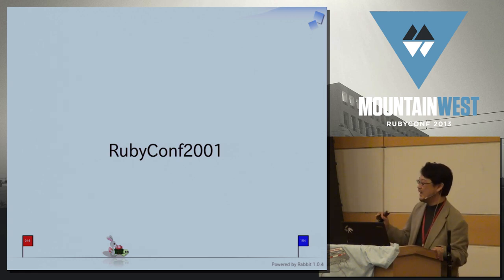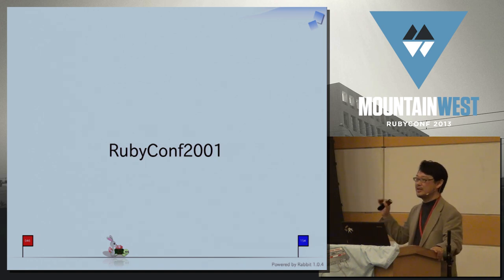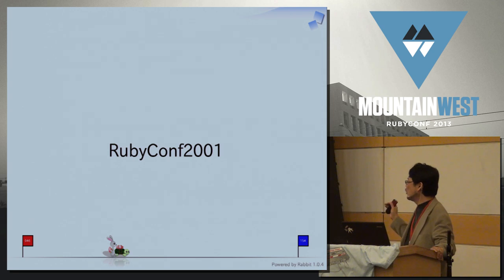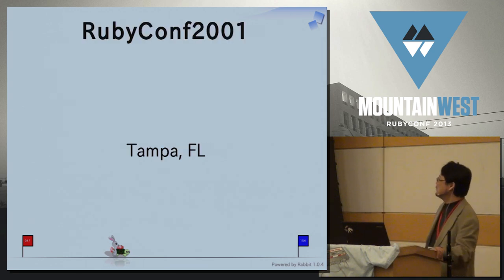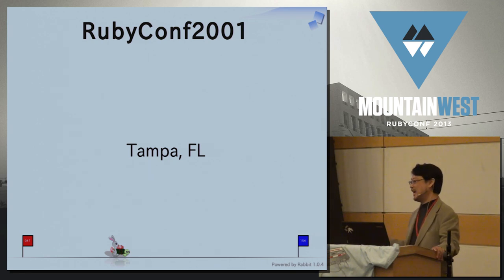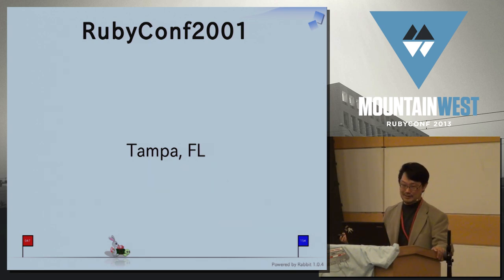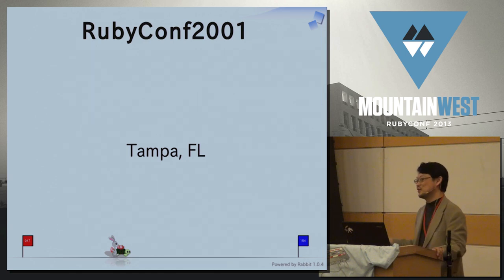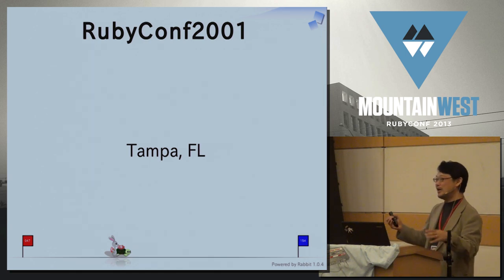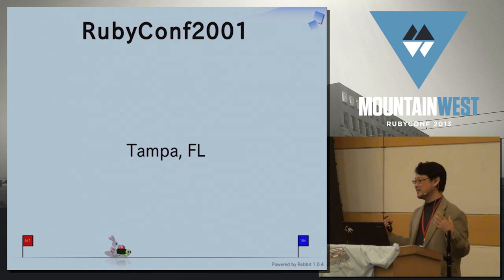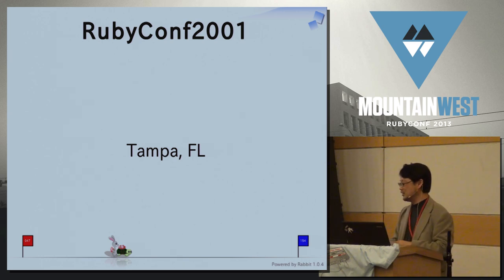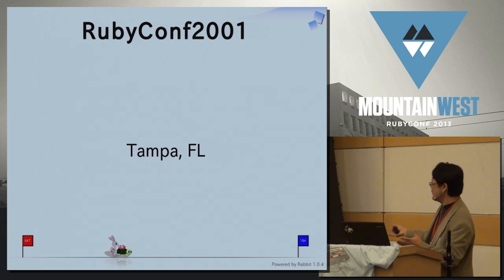Remember that 2001 was the year we had 9/11, and RubyConf 2001 was organized right after that event. You remember in Florida, we had some kind of anthrax problem there. So it was quite amazing. Everyone in my family was worried about it when I told them I was going to Florida, telling me to take care of the anthrax or something like that.